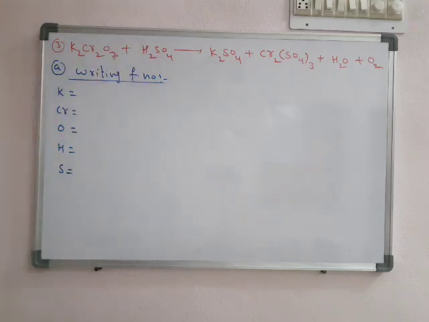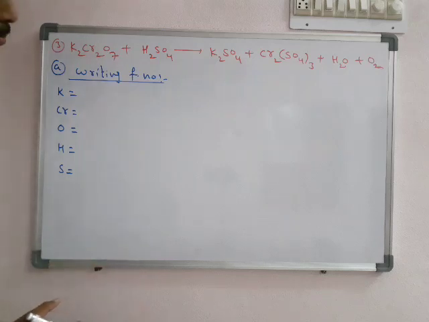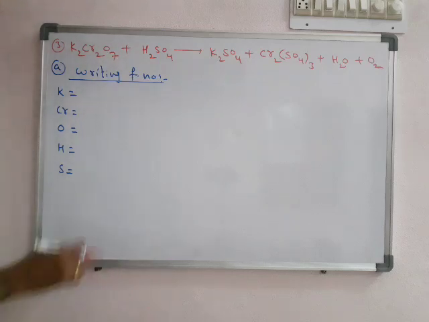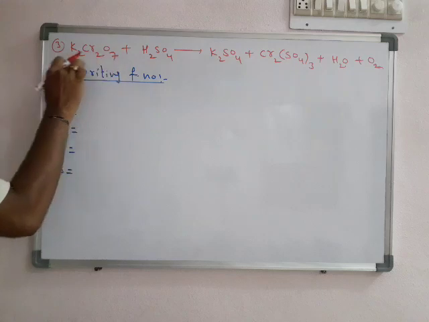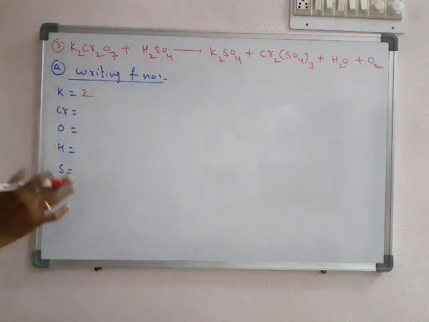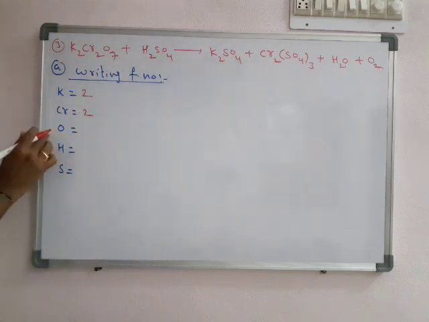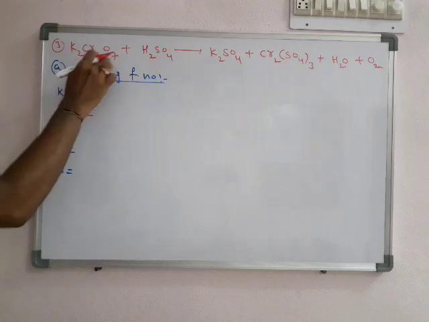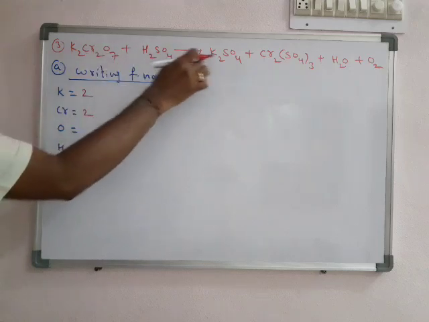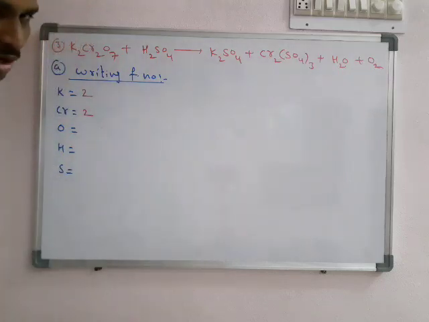Okay, write the frequency numbers. What is the frequency number? Potassium appears in how many places? Here one place, next one place, total 2 places only. Chromium, 1, 2, it is also 2 places. Oxygen, 1, 2, 3, 4, 5, 6. So oxygen is present in all of them.